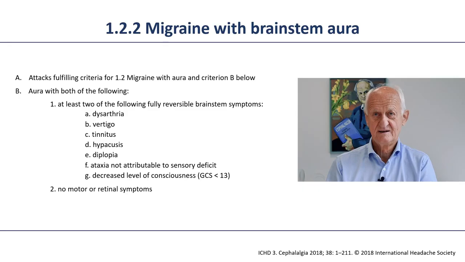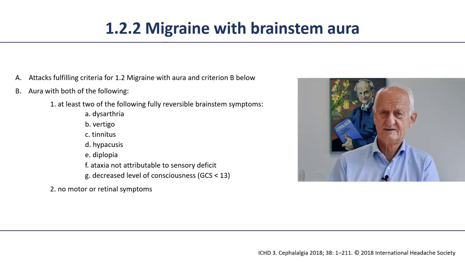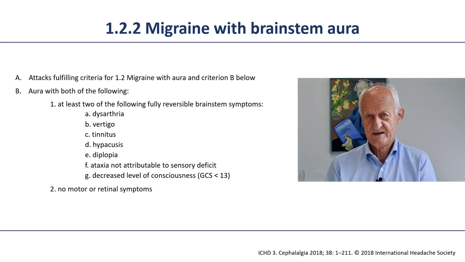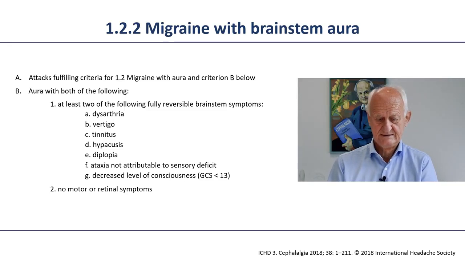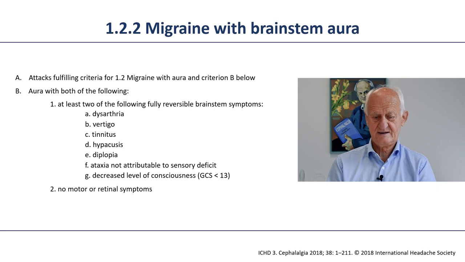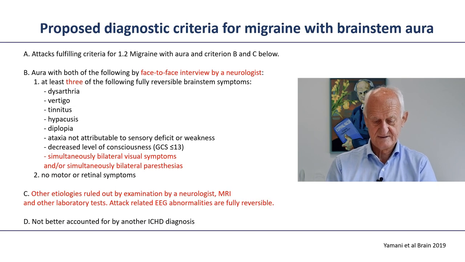And this is in complete contrast to the opinion of experts who see many patients in the headache centers and who rarely see patients who have a convincing brainstem aura. And for that reason, it's been suggested to tighten the criteria. We see that in the next slide. And the text in red is how it's being tightened.